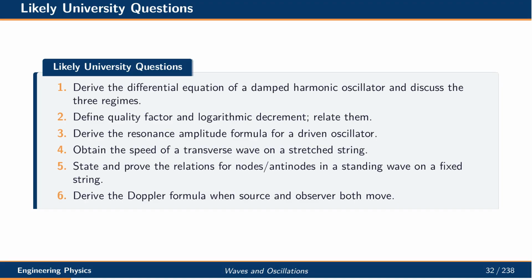Here are some typical exam questions for this section. You should be able to derive the differential equation of a damped harmonic oscillator and discuss its three regimes. Define quality factor and logarithmic decrement and relate them. Derive the resonance amplitude formula for a driven oscillator. Obtain the speed of a transverse wave on a stretched string. Prove the relations for nodes and antinodes in a standing wave. Finally, derive the Doppler formula when both source and observer are moving.